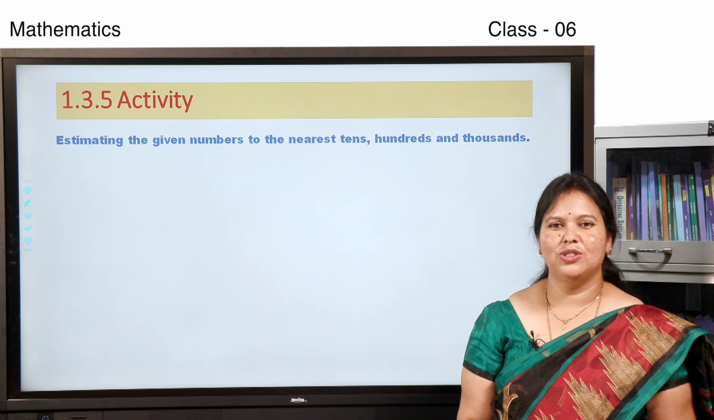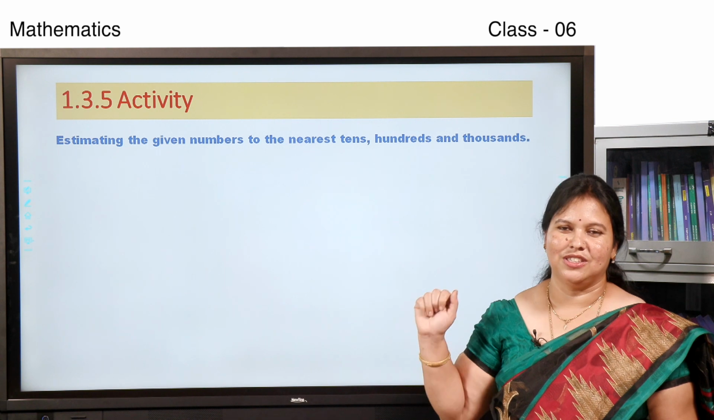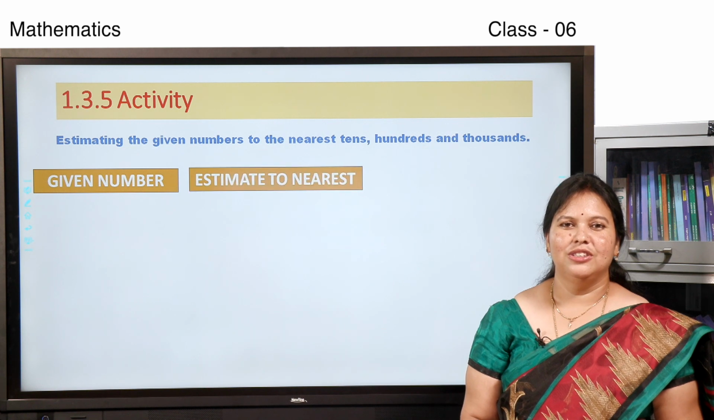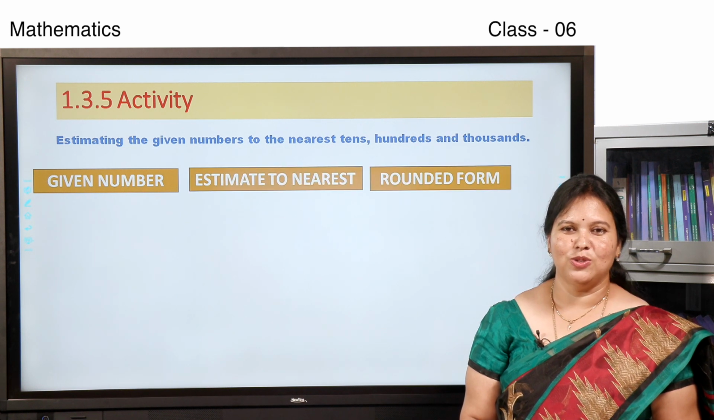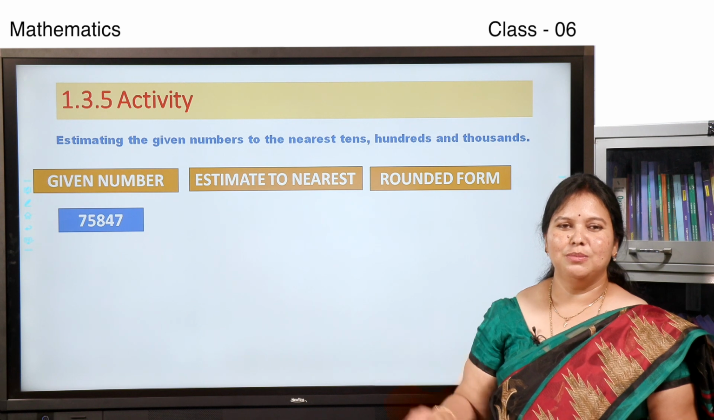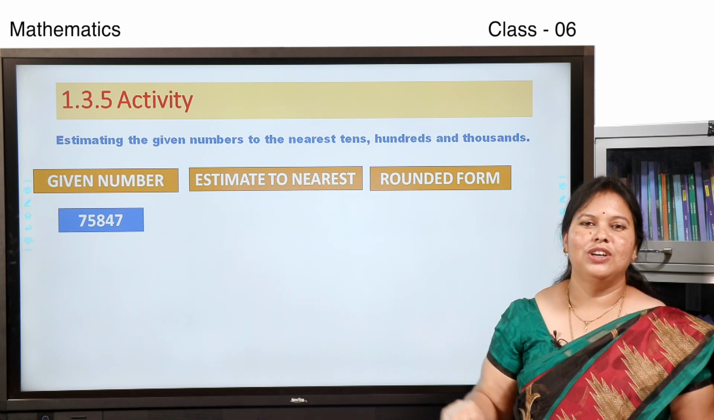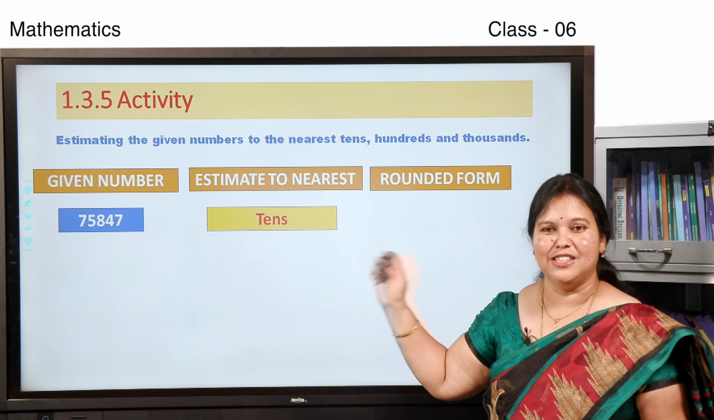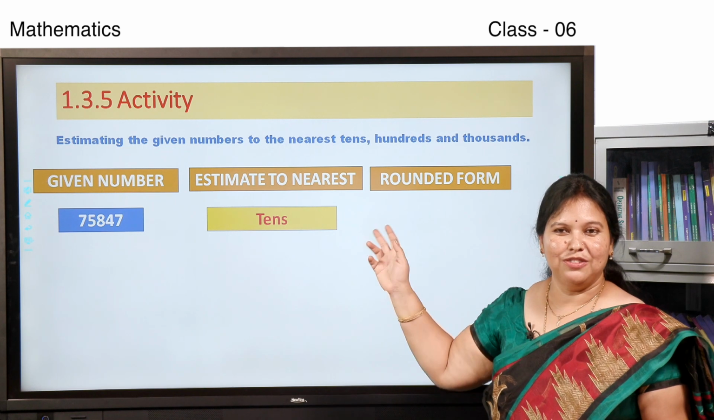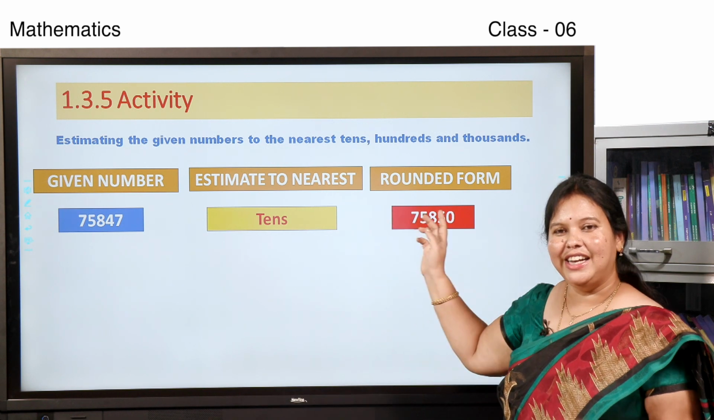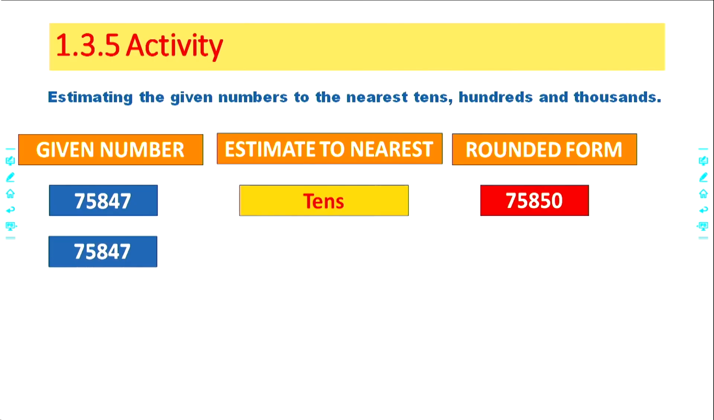Let us do an activity. Estimating the given numbers to the nearest tens, hundreds and thousands. Here you have to estimate the given number to the nearest tens, hundreds and thousands. The number given is 75,847. So, you have to estimate to the nearest tens. What would be the rounded form? Yes, it is 75,850.